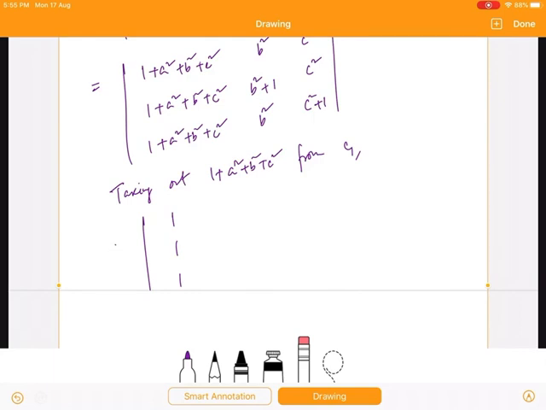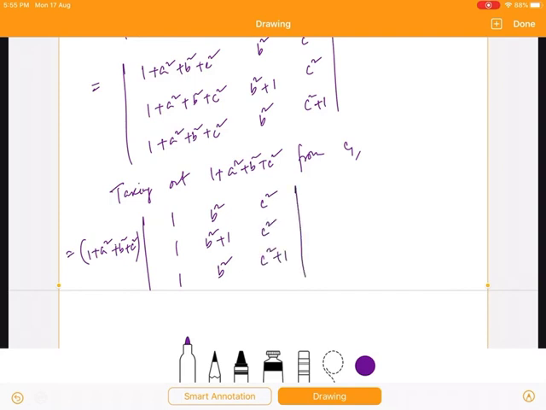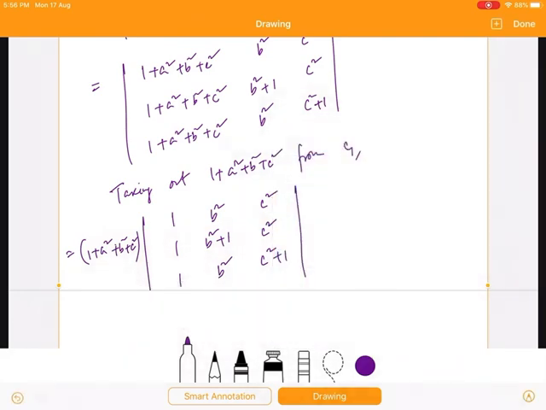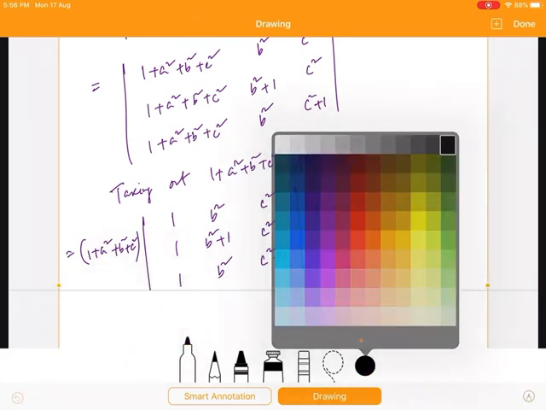We need to write some important thing. That is equal to 1 plus A square plus B square plus C square. Don't forget to write this one. So we get B square plus 1, B square, C square, C square, C square plus 1. And after this I told you, whenever you see 1 1 1, what should come to your head? Yes, try to get the other two zeros.